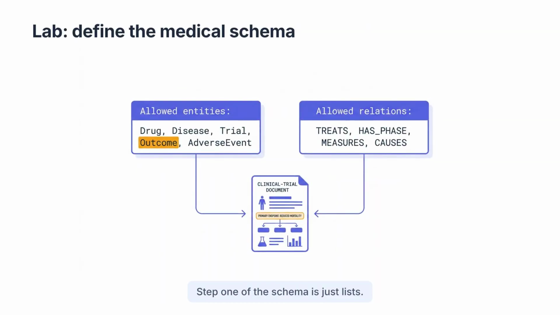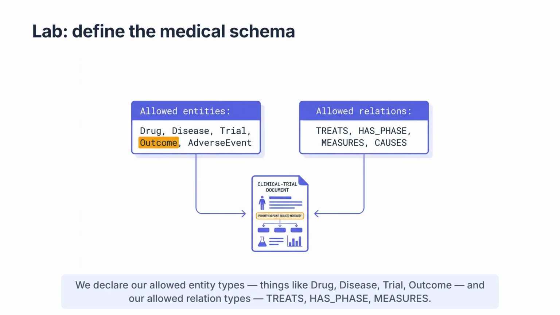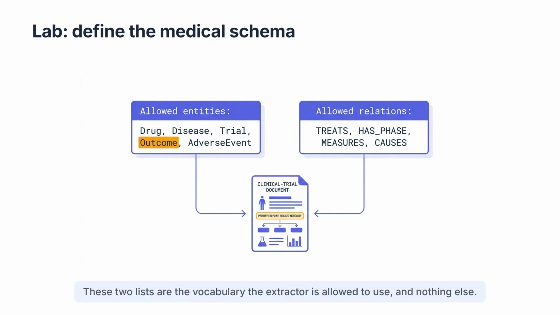Step 1 of the schema is just lists. We declare our allowed entity types, things like drug, disease, trial, outcome, and our allowed relation types: treats, has, phase, measures. These 2 lists are the vocabulary the extractor is allowed to use, and nothing else. Defining them is the single most important act of precision in the whole pipeline.